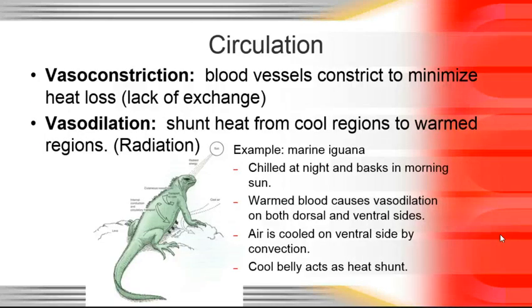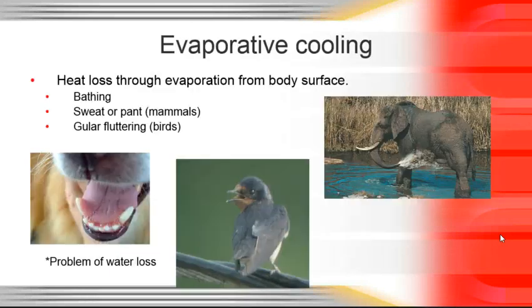Circulation, we've already talked a little bit about that. We talked about regulating body temperature feedback loop. Vasoconstriction is that lack of exchange. Vasodilation allows for heat to radiate off of the body, okay? And that works for both ectotherms and endotherms. Now, evaporative cooling, this is where you have heat loss through evaporation, which is what we talked about again in those 4 big types of heat exchange.